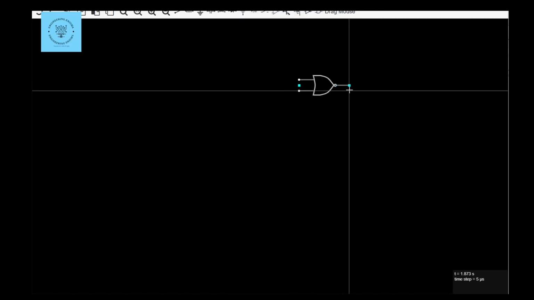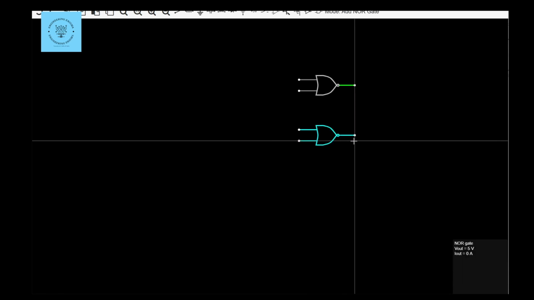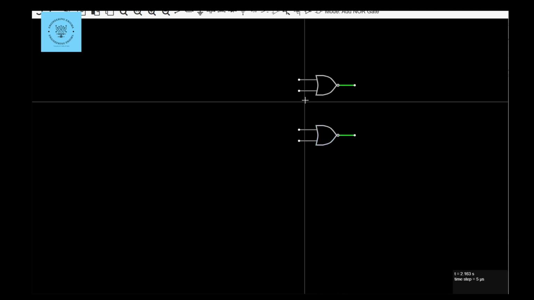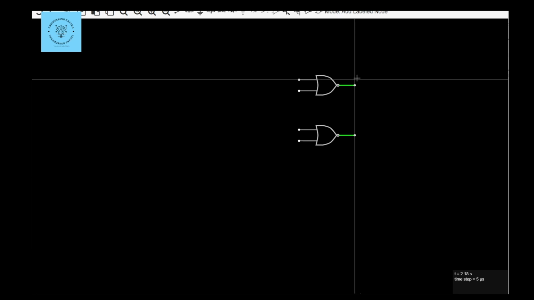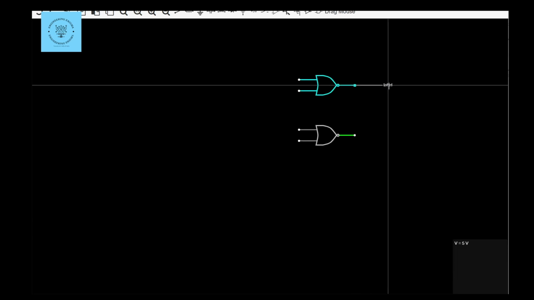In this video, we are going to understand SR latch using NOR gates. First, let's look at the components used in this circuit. We are using one battery, two NOR gates, and two switches. The two switches are used as set and reset inputs.